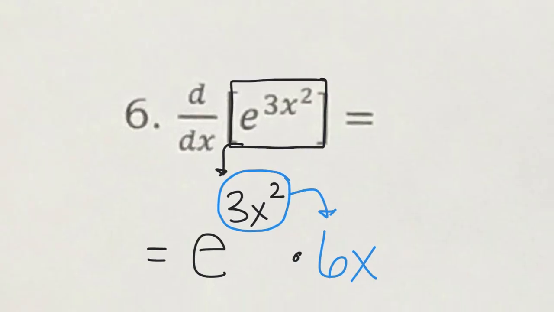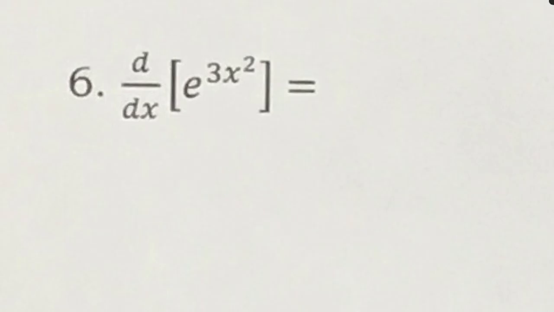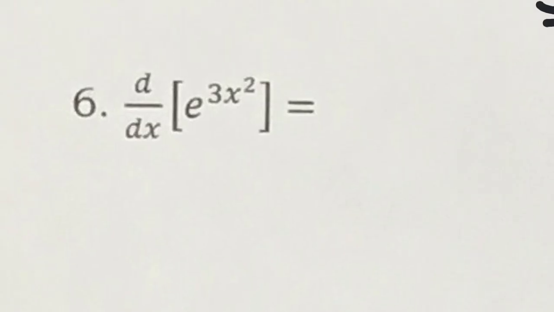6x. Okay, so we could simplify this a little bit by bringing the 6x in front. So 6x times e raised to the 3x squared power. Nothing changes with our powers. That's the derivative of e to the 3x squared.